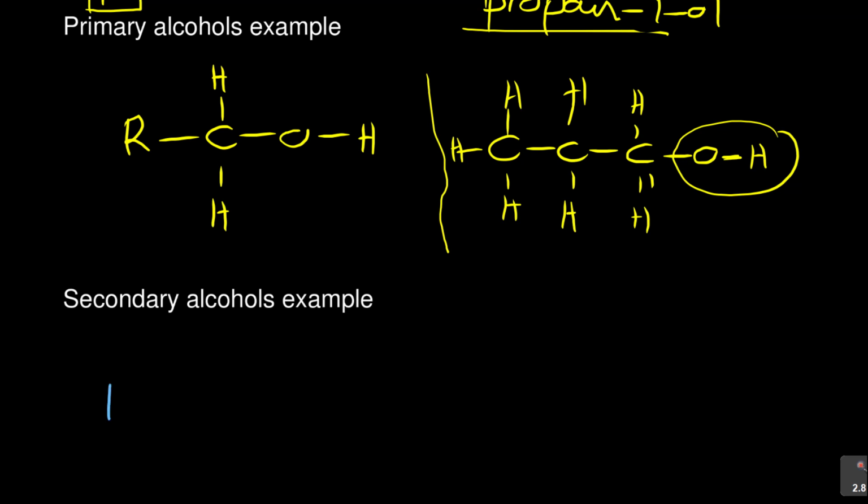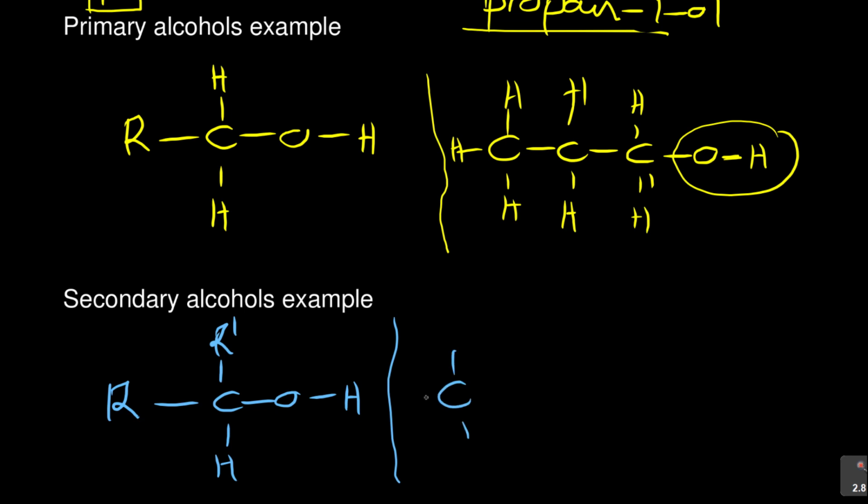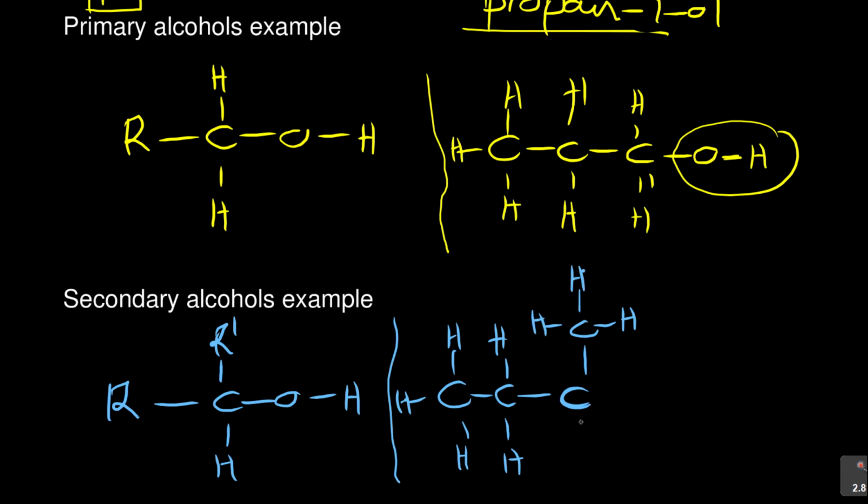The secondary alcohol, you will have R, you have got C, then you have got another R. You see, I say R with a hyphen because it's different. You have got H, you have got O, you have got H. Let me come up with an example. You can have C here, and then C here, and in here C. I'll give you the condensed structure of this, H, and then OH.